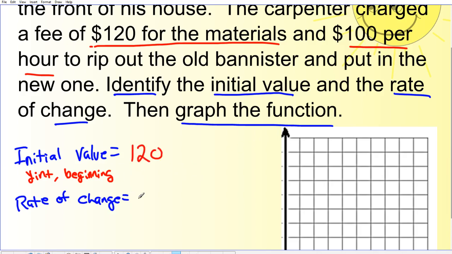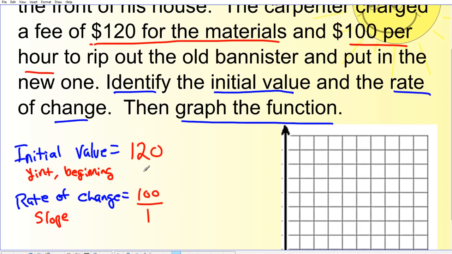And then, how fast is that rate changing? What is the rate that these carpenters are charging? Well, they're charging $100 per hour. That, whoa, wrong letters, wrong order. Slope. That is our rate, $100 per hour. Okay.